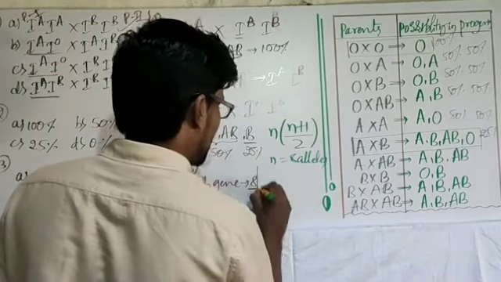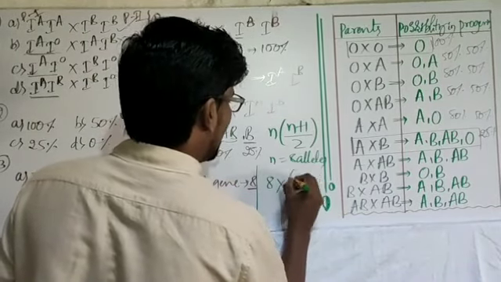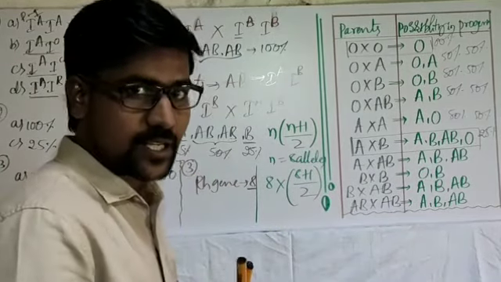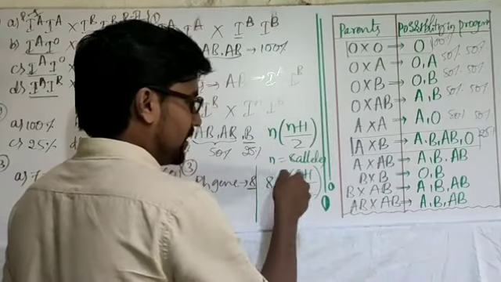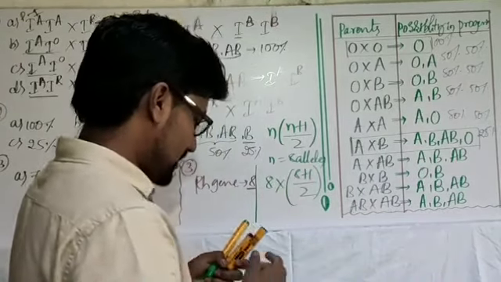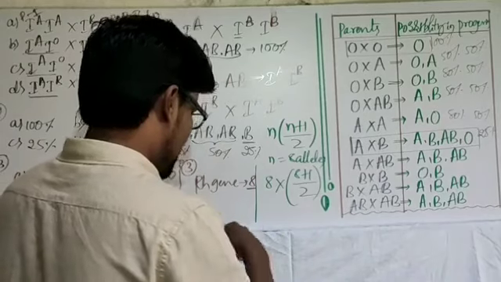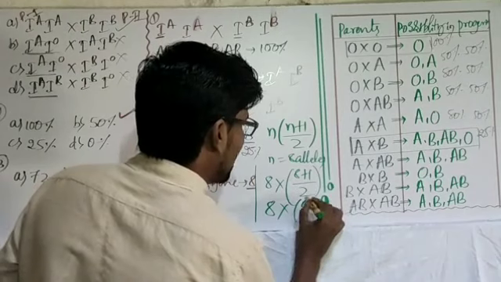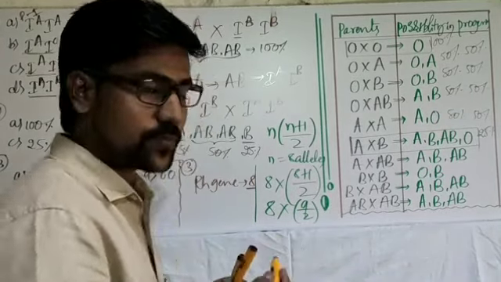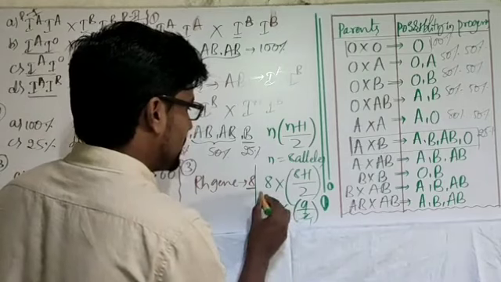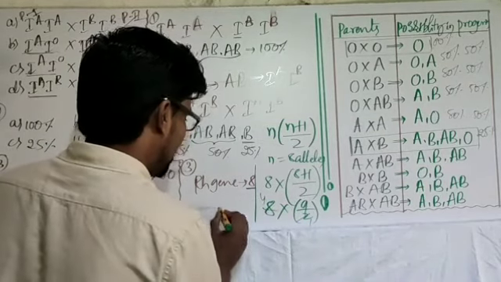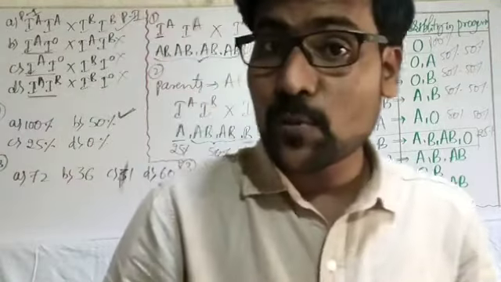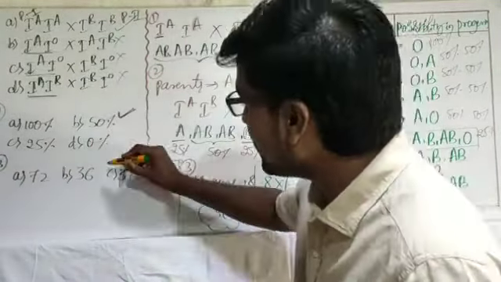So it shows 8 into 8 plus 1 divided by 2. Here n means the number of alleles, 8 alleles. So it is 8 into 9 divided by 2. 9 fours are 36. So how many genotypes are possible in total? 36. So here it is the second option.